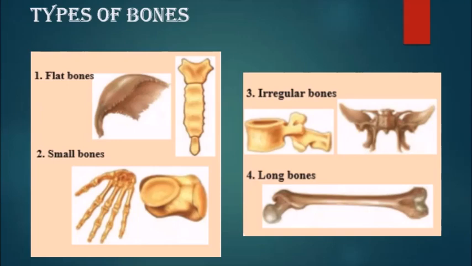Accordingly, we have flat bones, which are flat, for example, the sternum. It joins the two sides of the rib cage in our body. Then we have the small bones which are present in your hands. Then this small bone is present near your ankle. Then we have irregular bones which do not have any regular shape. These bones are present in the vertebral column, that is in our spine. We also have long bones. In our legs we have long bones, and in our hands also we have long bones. So these are the long bones.